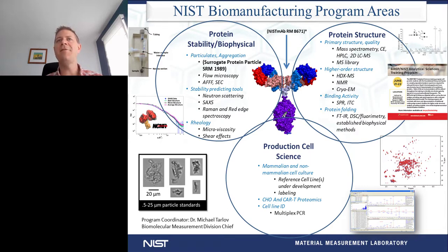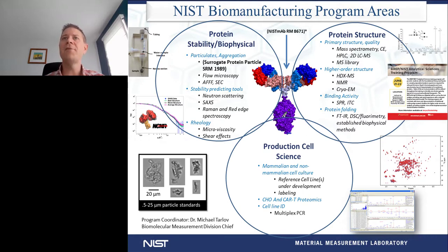Moving down to the bottom of this triad, we have our production cell science. So obviously biopharmaceuticals like monoclonals are prepared in various cell systems. This can be humanized cell lines, murine cell lines, etc. So we are actually developing some reference cell lines that will express a NISTmAb non-originator molecule that I'll talk about a little bit later in the presentation. But we also have proteomics-based characterization for things like the actual CHO and other cell lines that are producing those materials. We're getting into proteomics of CAR-T, another therapeutic area, and really looking at essentially the production cell line characteristics and how we can define things like proteomics, metabolome, and genetic diversity of those production cell lines.